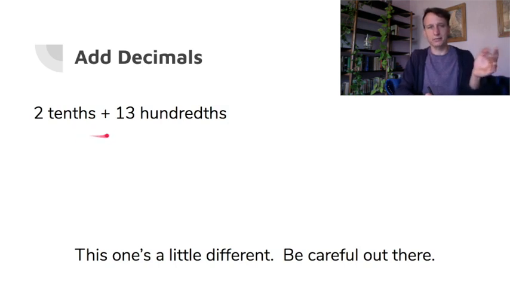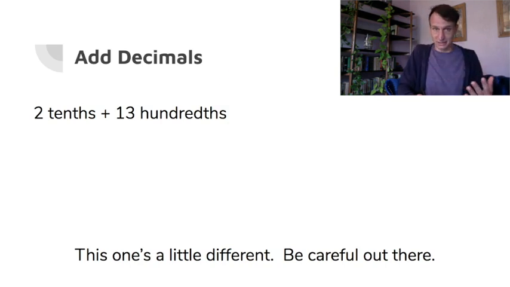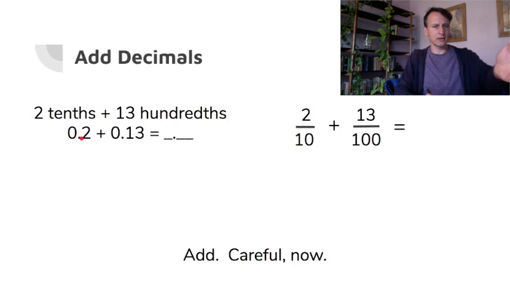2 tenths plus 13 hundredths, yes, is a little different. We can't just smush those numbers together and call it 213 or something like that, or even 15 something, right? That's not happening. Okay, we have to think about this a little bit. Write it out in decimal form and fraction form. 2 tenths plus 13 hundredths.